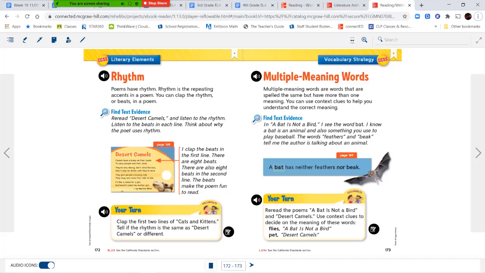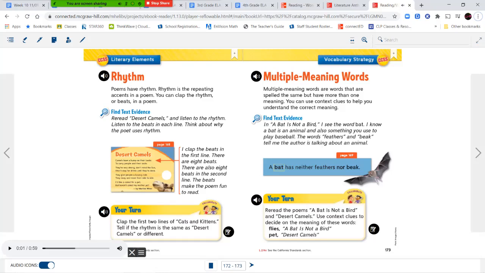All right, so let's get into some of our literary elements. So we're going to be talking about literary elements, or different parts of literature or writing that show up in our passages. So we're going to focus over here on rhythm. Now we talked a little bit about rhythm during our notes. So we're going to get some additional information here. Now remember, rhythm is the repeating beats or accents when you're listening. So you can usually clap a rhythm or you can tap your foot to a rhythm. Let's go ahead and read here.